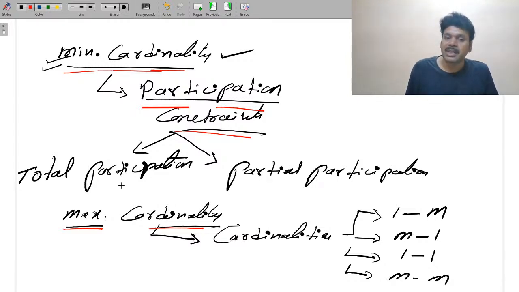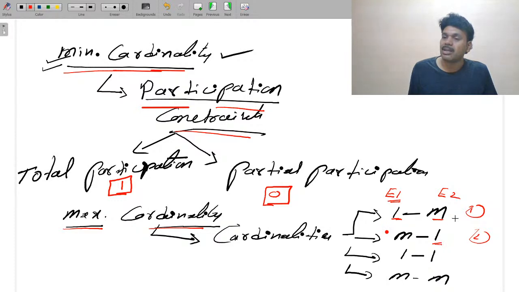Minimum is total means compulsory. So what is the value? 1. Partial means not compulsory. What is the value? 0. Here maximum, I am talking about E1 to E2. Now you will come to know maximum of E1 in this case many. Maximum of E2 in this case 1. If you come to the second variety, maximum of E1 is 1. If you look at E2 side, maximum of E2 is M. And the third one, maximum of E1 is 1, and maximum of E2 is 1 there and here. And the next one, maximum of E1 is M on that side, and maximum of E2 on this side also M.